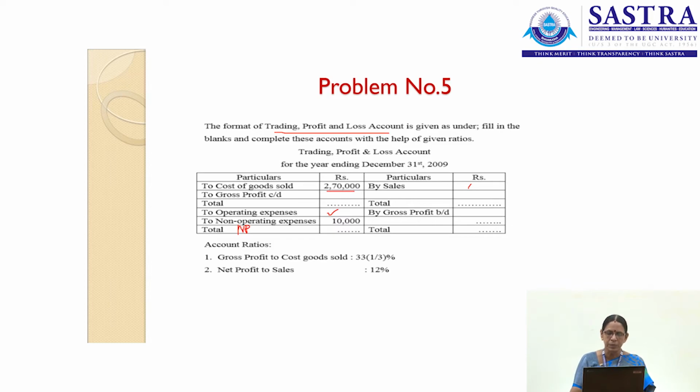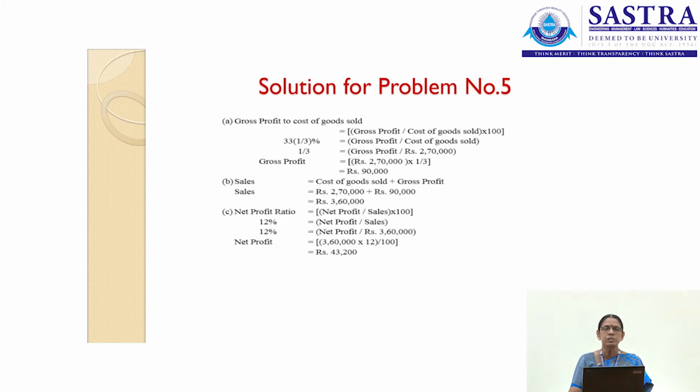Net profit should also be calculated here. Gross profit to cost of goods sold is 33 1/3%. That means if 1/3 is GP, 2/3 is your cost of goods sold. GP divided by cost of goods sold into 100. So GP by 2,70,000, cost of goods sold is given in the problem. So GP is 90,000.